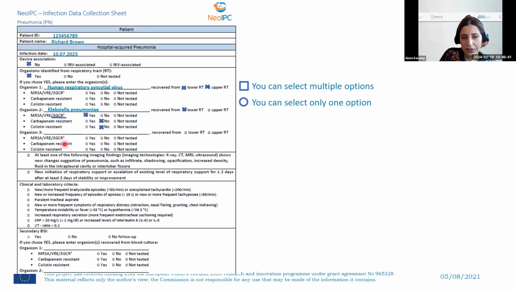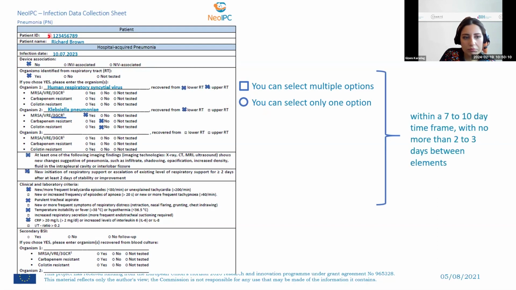While using all of the data sheets we have, it's important to know that if you see these squared options, like here, for example, you can select multiple options. But if you have these radio buttons as options, like for example here, device association, you can only select one of these options. So here, for clinical and laboratory criteria, I chose more of these, and that's actually it.